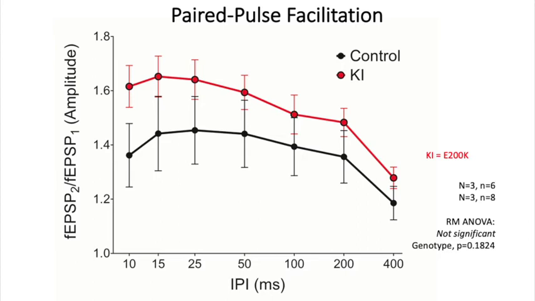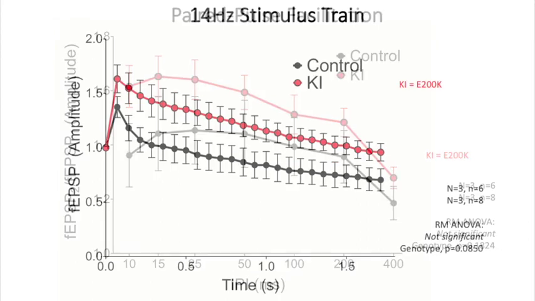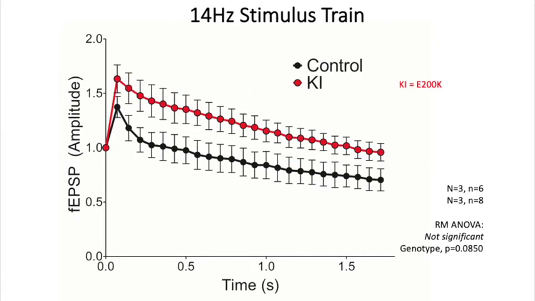Then we performed a third test. Here we give a 14 Hz stimulation. That means every second we give 14 stimulations on CA3 cells, then we record the signals from CA1 neurons. At the very beginning, you see an increase of signaling. Gradually, this signal decreases.